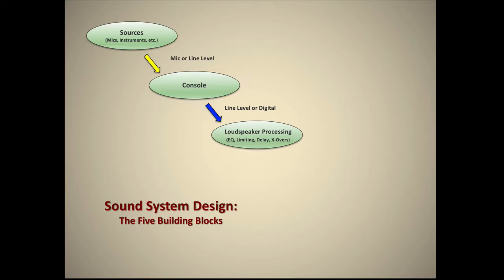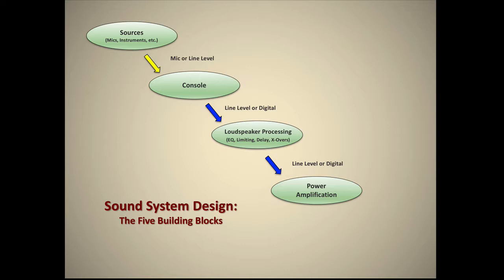So that's the next thing that happens. And notice how those arrows are blue there. That's to indicate we're at line level. We're no longer dealing with mic levels. The console's preamps have brought it up to line level. And so we're either digital or line level, and we go through the loudspeaker processing, and then we go to the power amp. And the job of the power amp is pretty obvious.